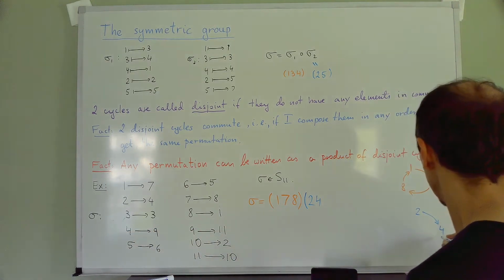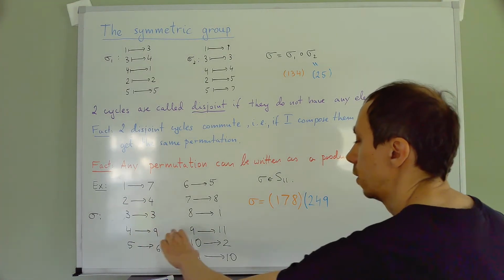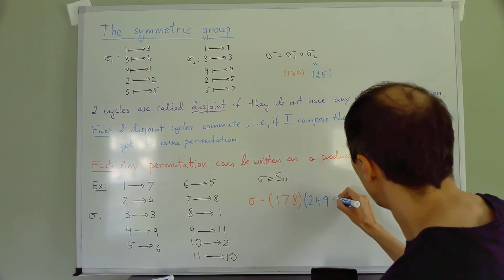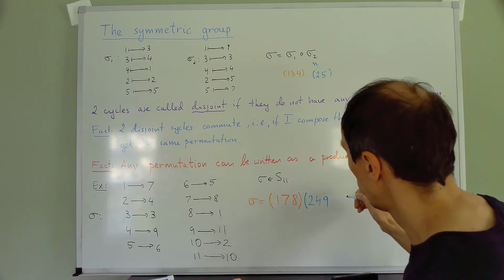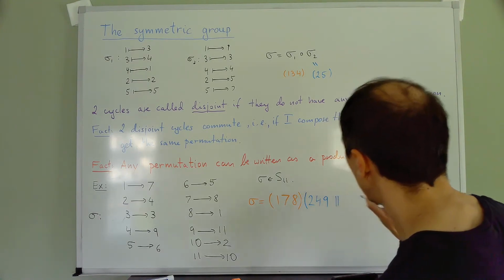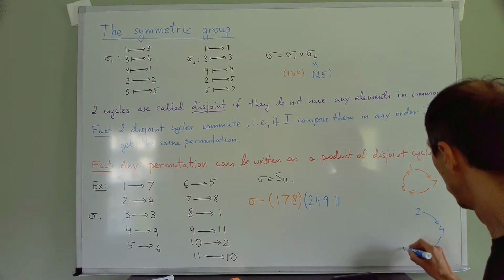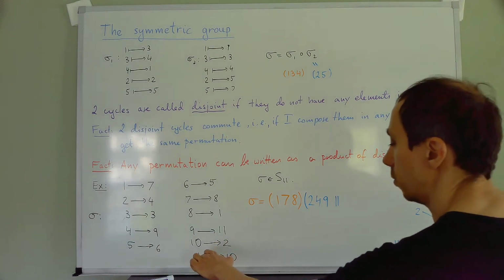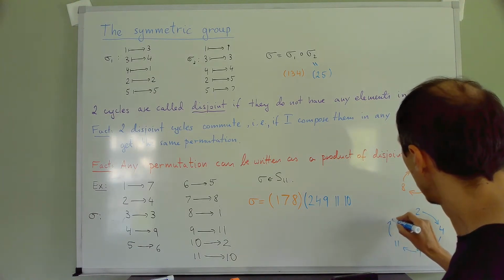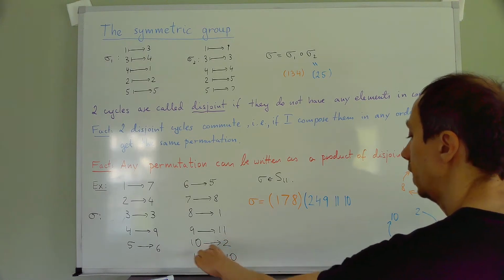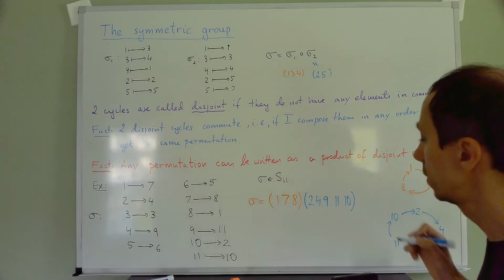4 then goes to 9. Where does 9 go? 9 goes to 11. Okay, I'm going to write 11 here. I don't want you to think that it's two 1s, so I'm just going to write 11 really thinly, like that. Where is 11 mapped to? Oh, 11 goes to 10. That's a long cycle. 10 goes to 2, so we're back. Okay, so I close the parentheses here.